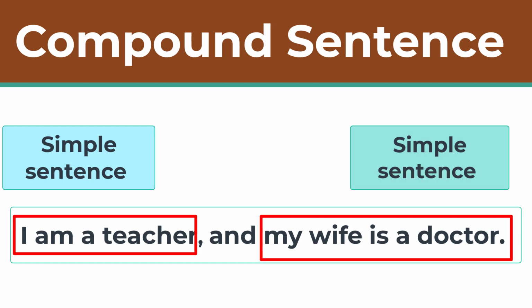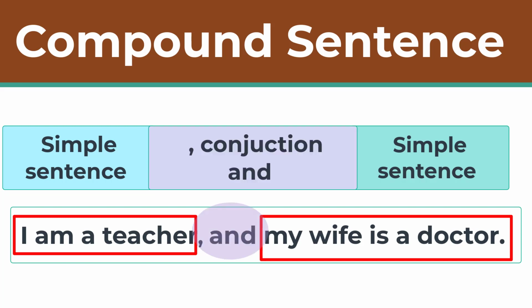The first sentence, I'm a teacher, has a subject, I, it has a verb, am, and it's a complete meaning. So it's a complete sentence. The second sentence, my wife is a doctor: my wife is the subject, is is the verb, and it has a complete meaning. The two sentences are connected by a conjunction, and also there is a comma before the conjunction. So this is a compound sentence.